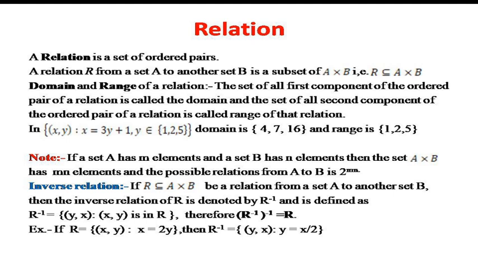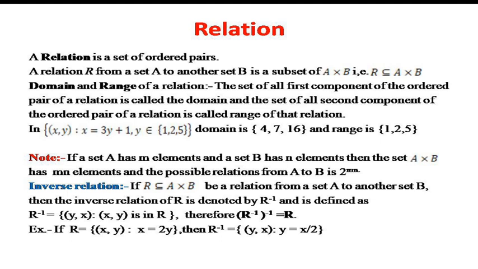If a set A contains m elements and the set B contains n elements, then A cross B contains mn elements, and the number of subsets of A cross B is 2 to the power mn. Since R is a subset of A cross B, there are 2 to the power mn possible relations from set A to set B.